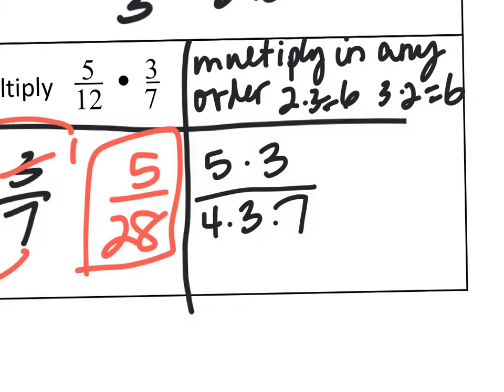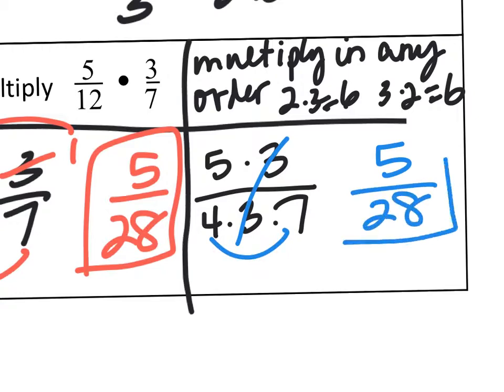Once I have similar factors on the top and bottom, because you're great at equivalent fractions now, you know that 3 divided by 3 equals 1. That is why you can cancel those out, because 1 doesn't change the value of the fraction. So now you just have a 5 on top. On the bottom you have 4 times 7, which is 28.